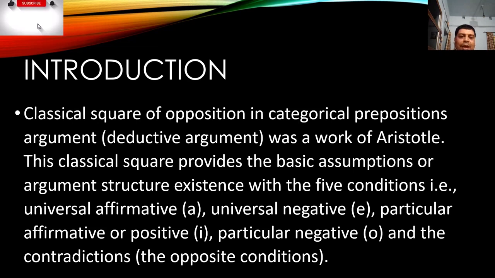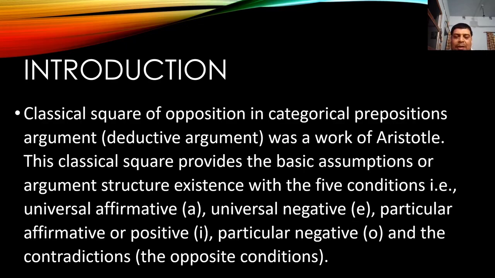As I have already explained in the previous video, what categorical arguments and propositions are, and what A, E, I and O are. There is one more thing, the opposite conditions, and those opposite conditions are known as contradictions. If you want to know about universal affirmative, universal negative, particular affirmative or particular negative, you can go and see the video on categorical argument and everything will be clear.